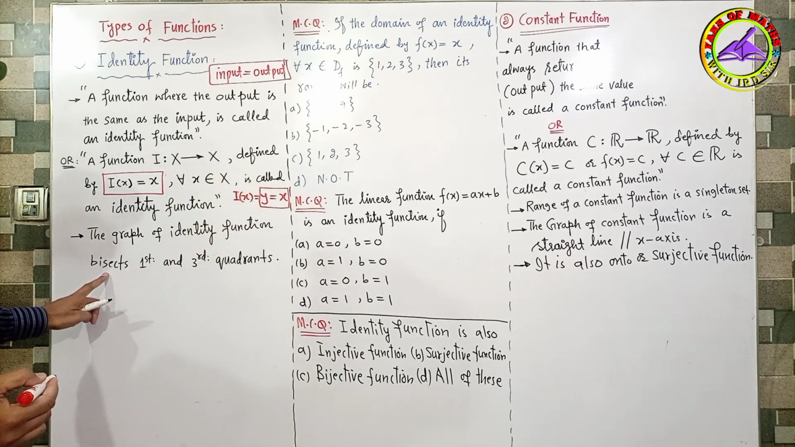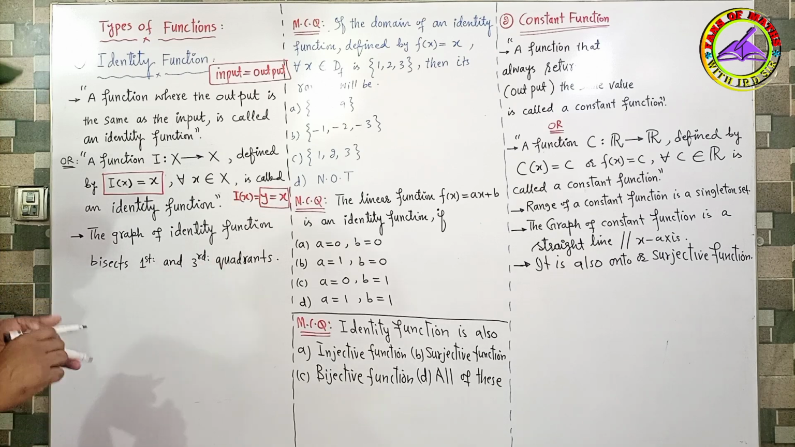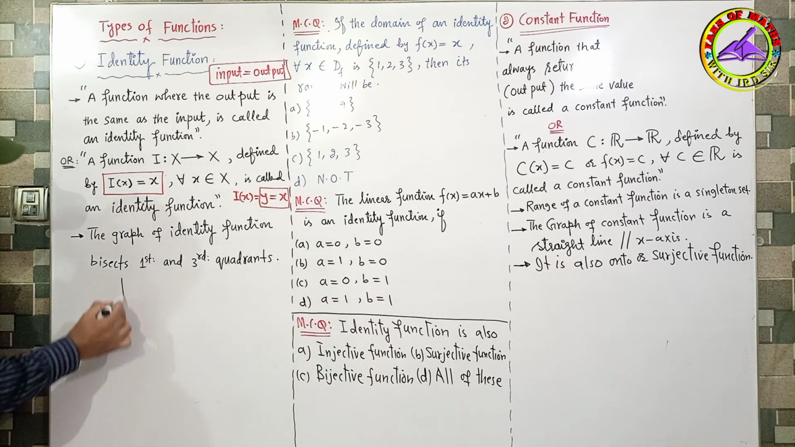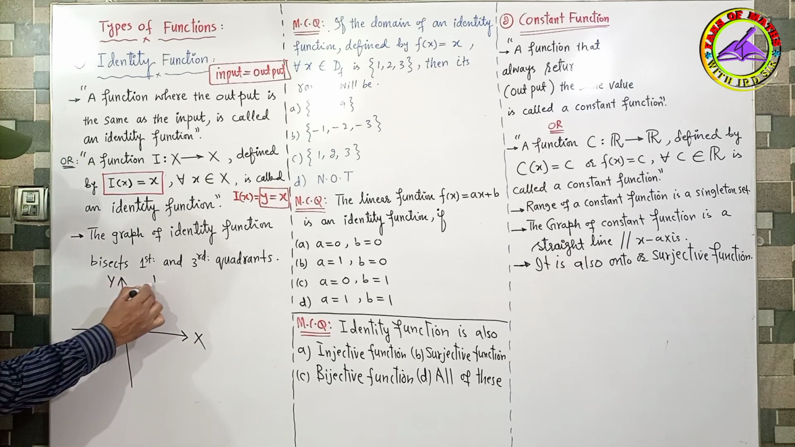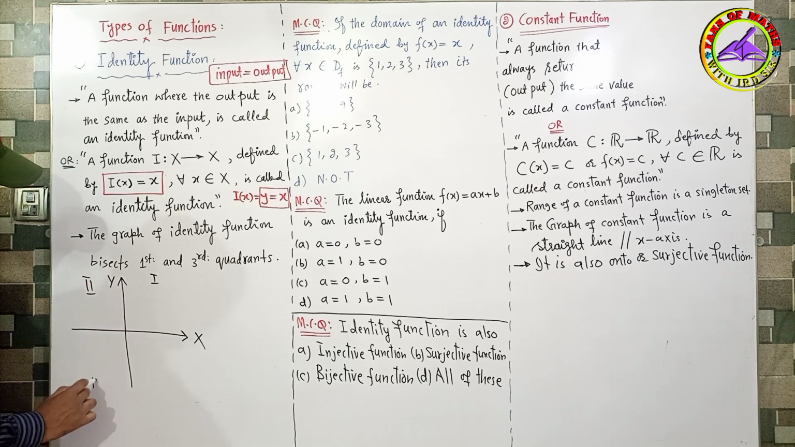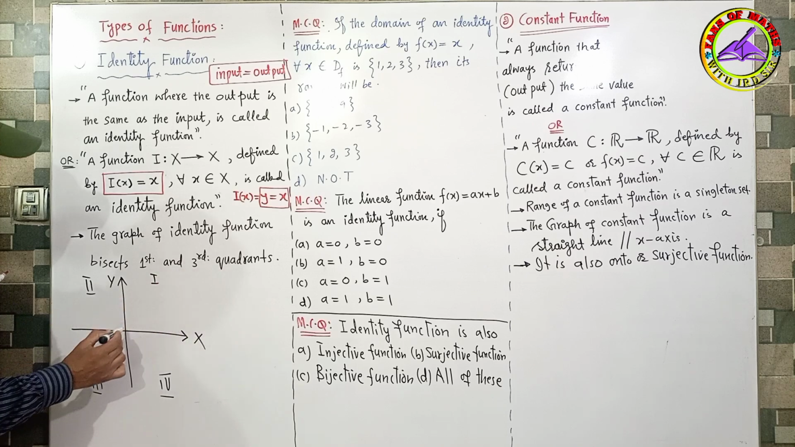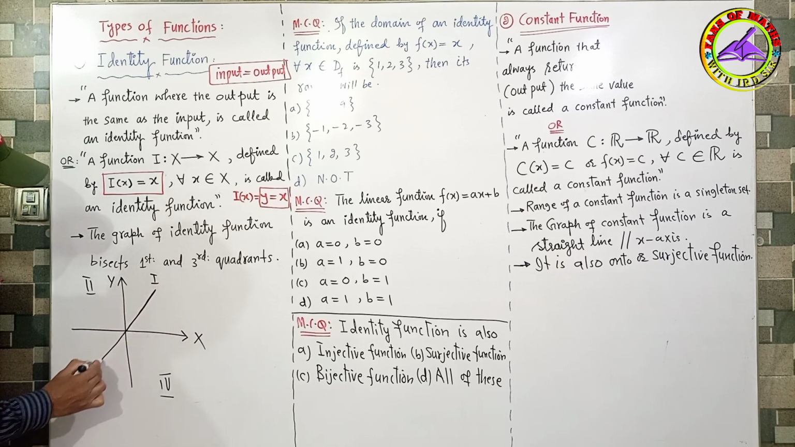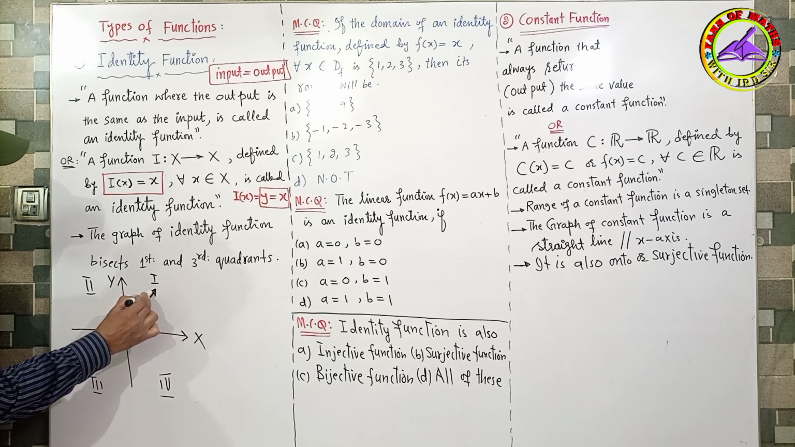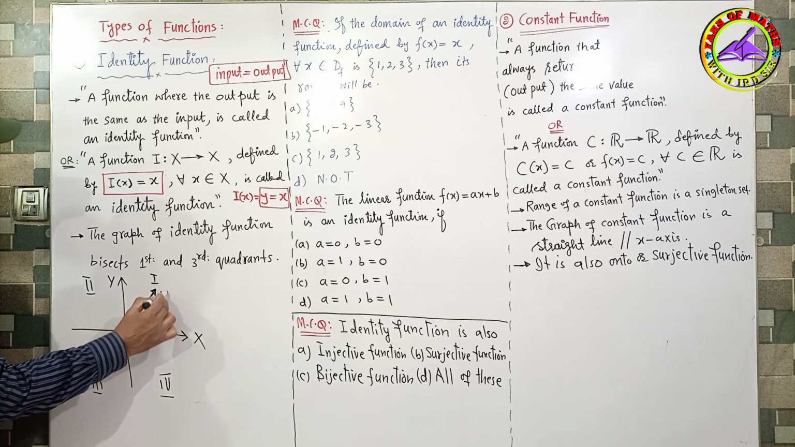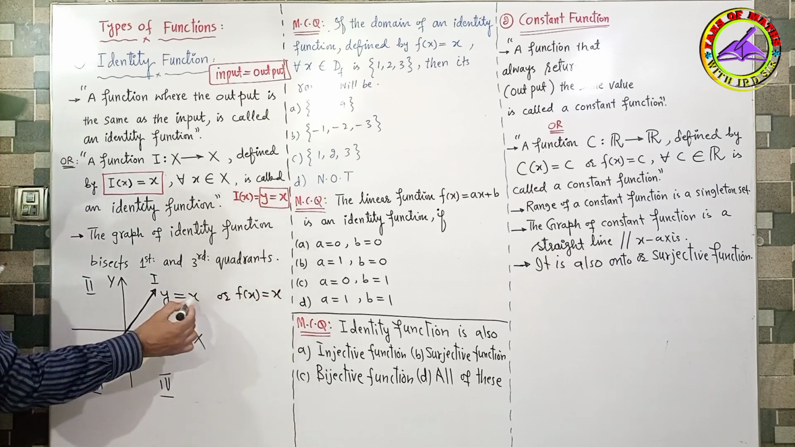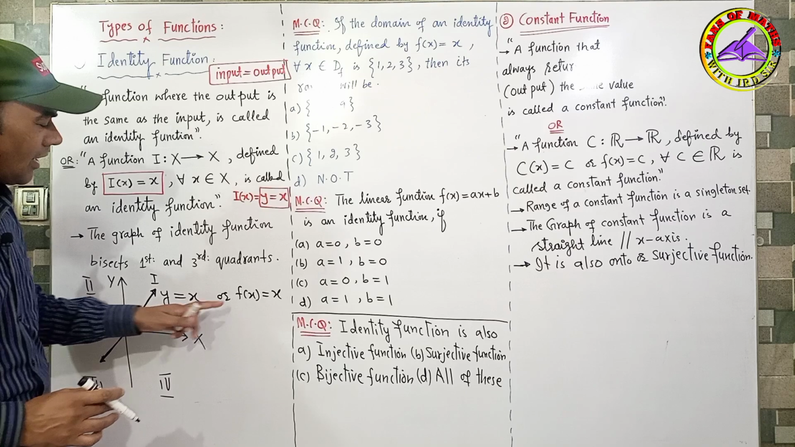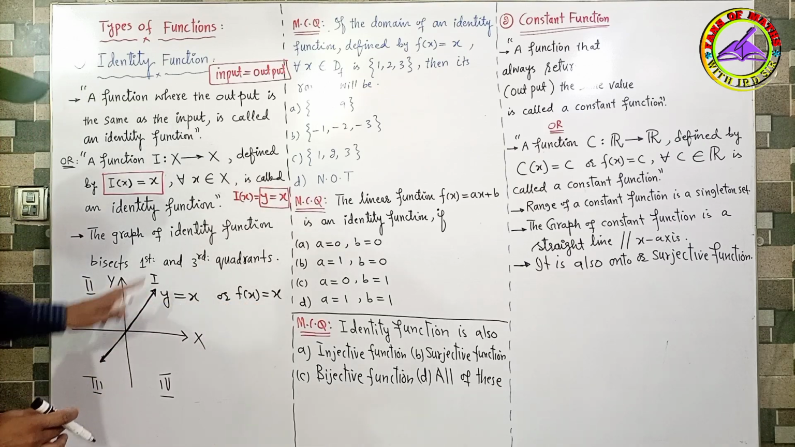The graph of identity function bisects first and third quadrant. बेटा अब देखो ये first and third quadrant in the Cartesian coordinate plane. In xy plane there is a first quadrant, second quadrant, third quadrant and fourth quadrant. So first and third quadrant को bisect करे, the line which bisects first and third quadrant. So this is the graph of the identity function. It means there is y which is equal to x, or you can say f of x is equal to x, or in place of f you can say I of x is equal to x. This is called the identity function.